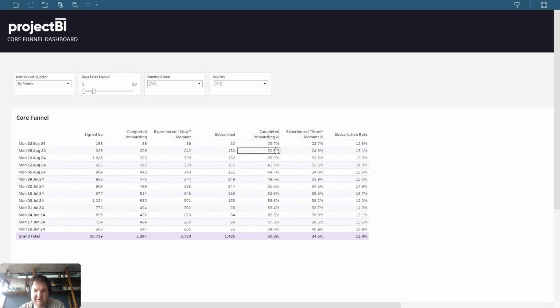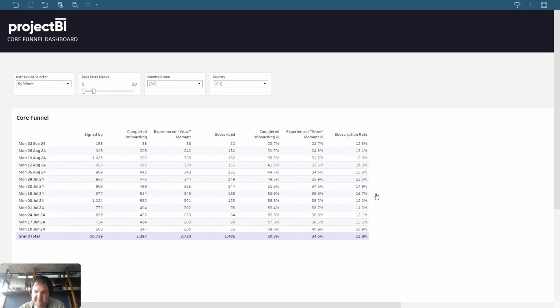That's really not good. The wow moment, we're seeing kind of similar things. It's a bit more stable, but it's going down as well, as low as 22% in this week. And our subscription rate's also pretty, it's more consistent.